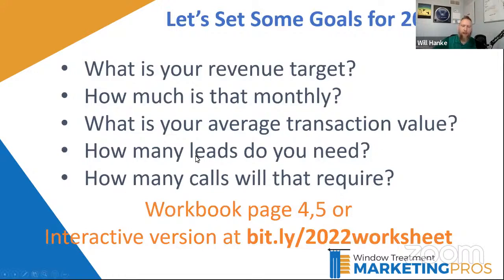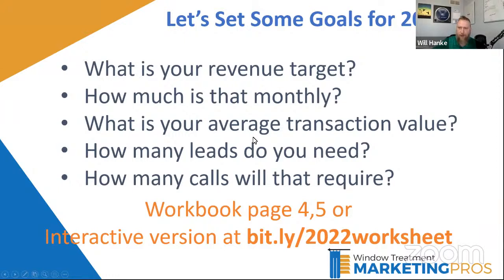So let's do that. On workbook page 4 and 5, or you can do the interactive version if you want, bit.ly/2022 worksheet. What is your revenue target? So first thing, what is your revenue target for next year? And then basically all you do is break that down into monthly bits, right? So you divide it by 12. Then you figure out, okay, what is our average transaction value?